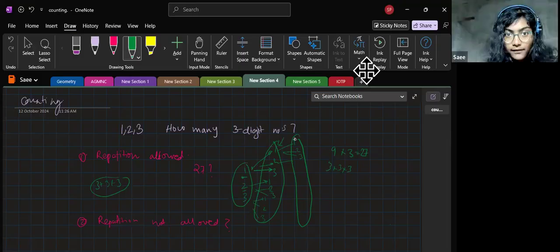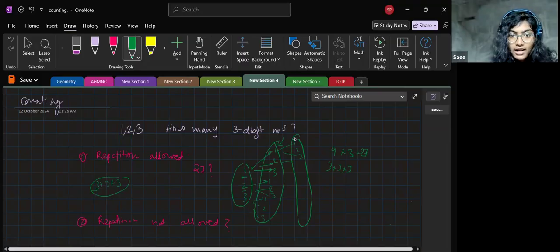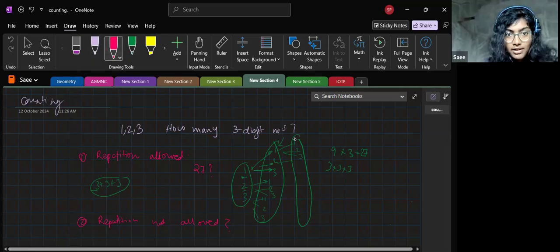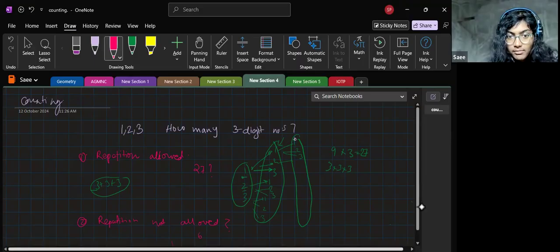Okay, so over here repetition was allowed. You were allowed to repeat. Let's say you're not allowed to repeat now. So once you write a 1, you can't write another 1 again. How will that work? The answer for this, I believe some of you already said, is 6. So how do we come to this answer?